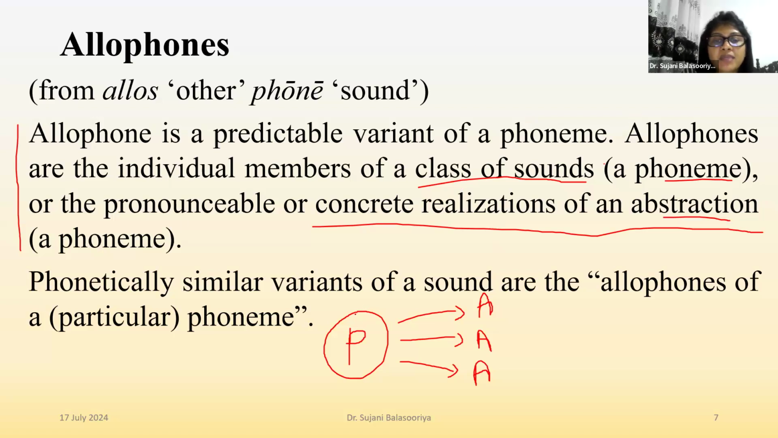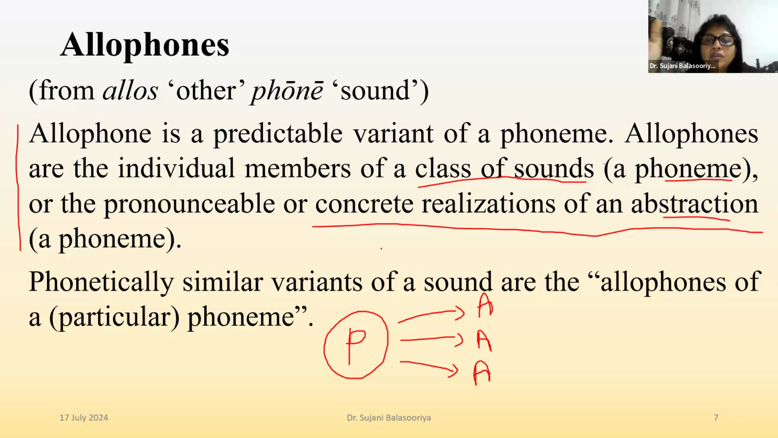Then phoneme is referred to as an abstraction because phoneme is there in our mind, right? I know about the sound B. If you just think about me as a speaker of the English language, that knowledge of the sound B is there inside my mind. But when I pronounce it, that B sound is pronounced in different ways.